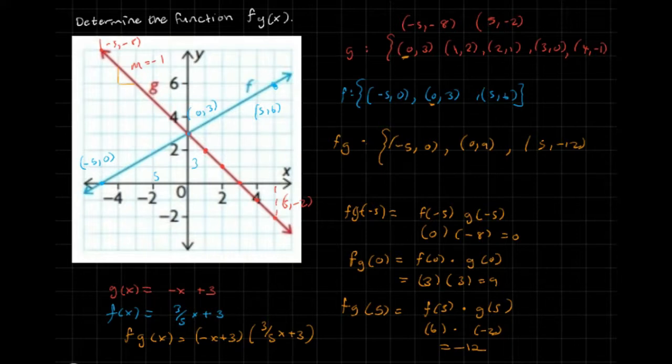So if you plot some of these points, we had -5 and 0, 0 and 9, which is going to be on the page, 5 and -12, which is going to be beyond the page. We're going to see that this would be a quadratic function. So this is how we combine functions together graphically.